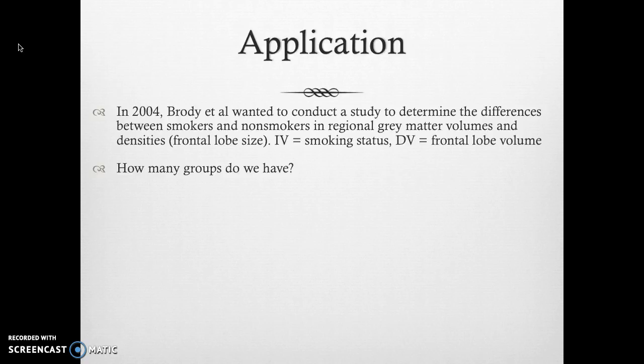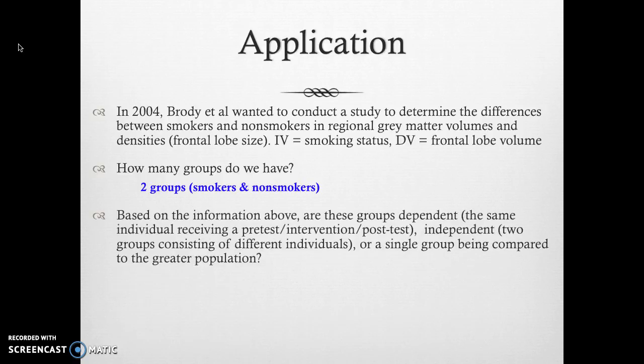Question 1. Ask yourself, how many groups do we have? In this example, we have two groups, a smokers group and a non-smokers group. Question 2. Based on the information above, are these groups dependent, meaning that the same individual is receiving a pre-test, followed by an intervention, followed by a post-test? Are the groups independent, meaning we have two groups composed of different individuals? Or do we have a single group being compared to the greater population?